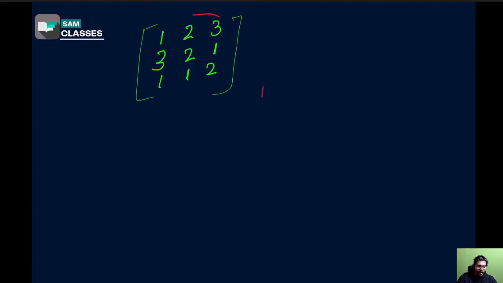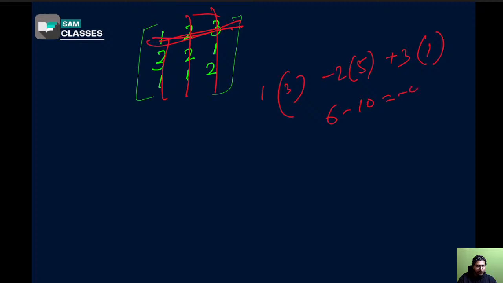This 1 and 2, leave this. What are you getting? 4 minus 1, 3. Minus 2 into leave this, 6 minus 1, 5. And plus 3 into, if you leave this, 3 minus 2, so 1. So we got 6 minus 10, that's minus 4. Pretty good. So Karthik, good, this time no copying, wrong. Well done. Now, next.